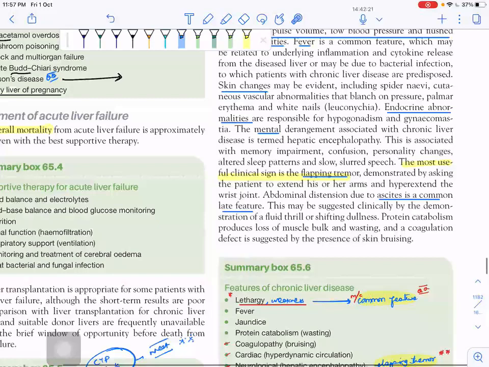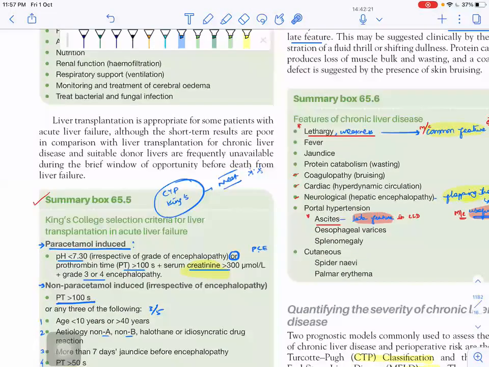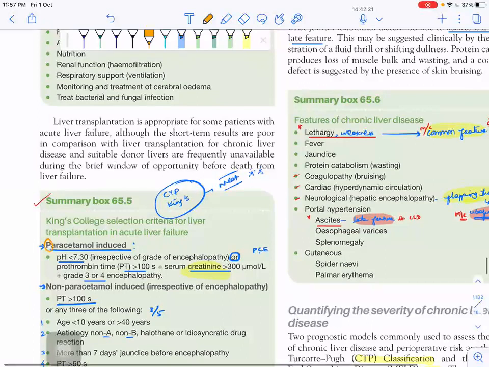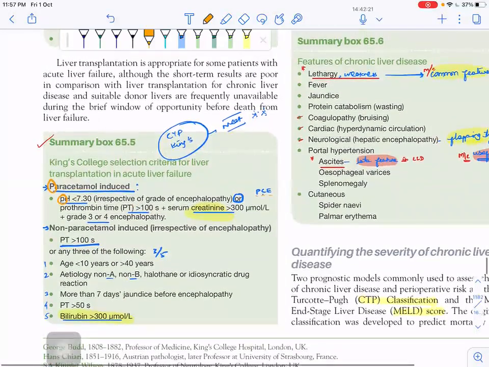Next, you have to see the King's College criteria for paracetamol-induced and non-paracetamol-induced failure. For paracetamol-induced, you have to remember pH less than 7.3. If paracetamol is the cause and only pH is present, it is enough, irrespective of the grade of encephalopathy. Or you have to see the PCE, which means PT greater than 100 seconds.